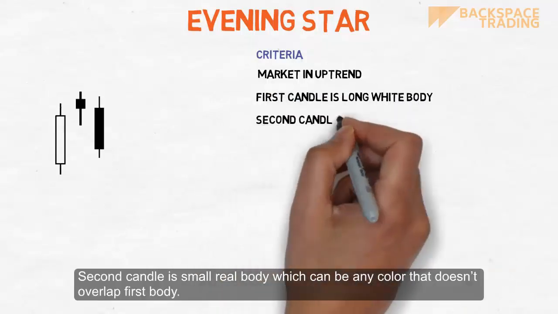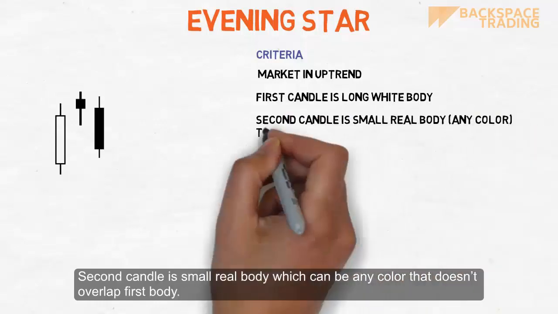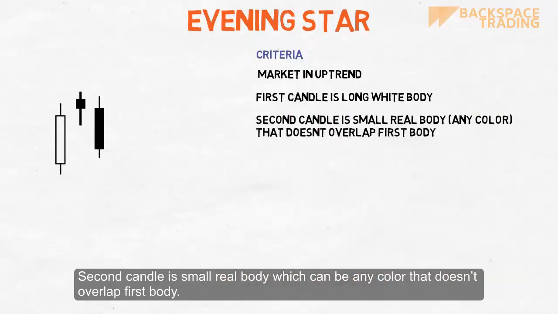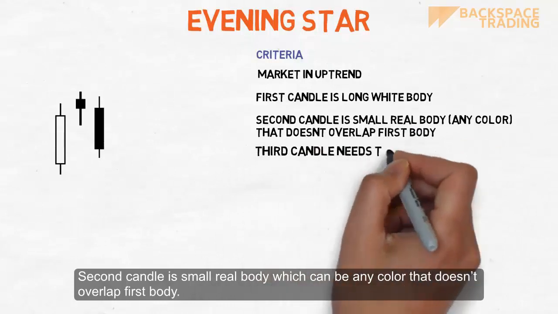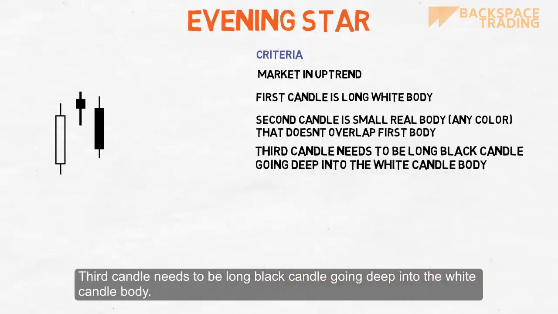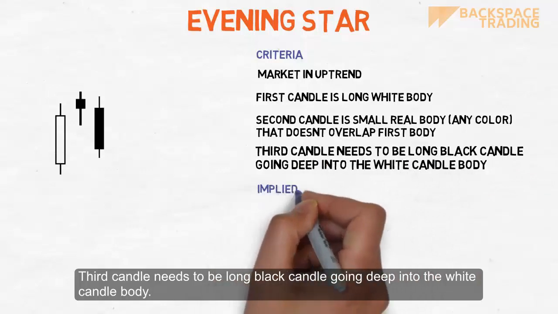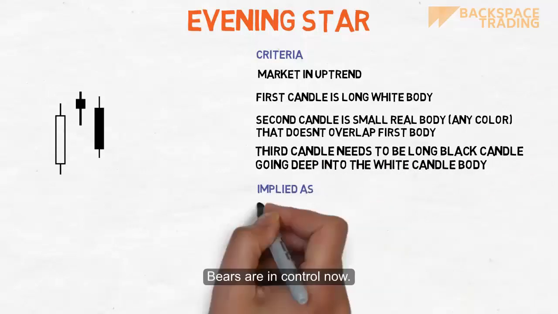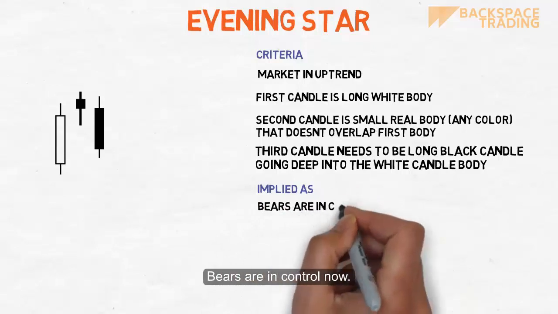followed by the second candle. It should be a small real body, it can be any color, but it shouldn't overlap with the first body. Third candle needs to be the long black body going deep inside the white candle body. What does it imply? Bears are in control.